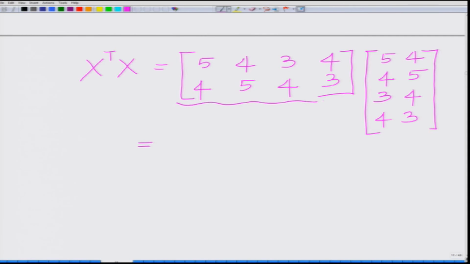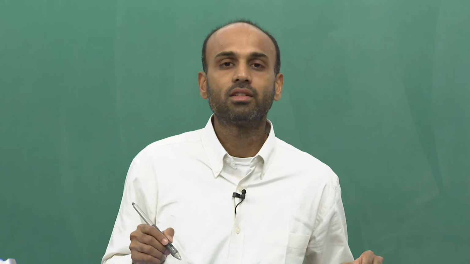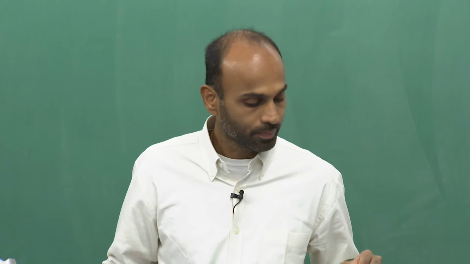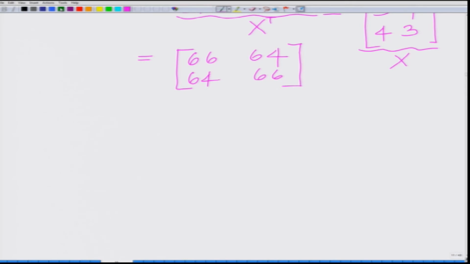This is your X transpose, this is your X, and this will become, you can compute, 66, 64, 64, 66. It is a symmetric matrix. Of course, since X transpose X is a symmetric matrix, the transpose of this matrix is equal to itself, and naturally you can see that this is a symmetric 2 cross 2 matrix. Now, let us compute this quantity, 1 over sigma square X transpose X plus 1 over sigma h square identity.